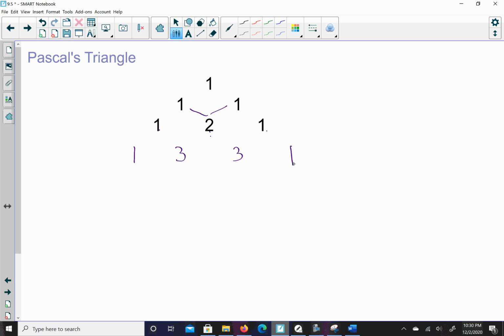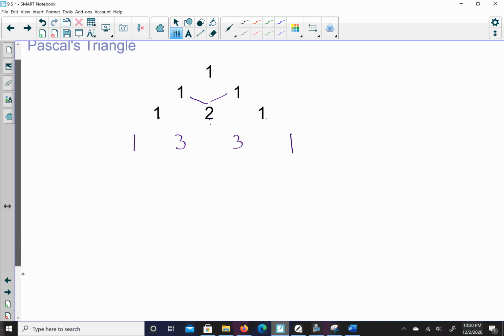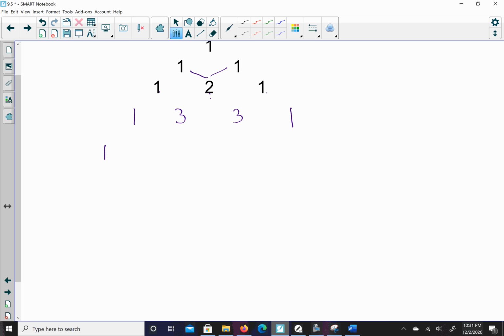So I'm always going to start with a 1, always going to end with a 1. When I go to do the next row, I'm going to start with 1. 1 plus 3 is 4. 3 plus 3 is 6. 3 plus 1 is 4, and then end with 1. So sometimes you have this oddball middle term, and sometimes you don't. So 1, 5, 10, 10, 5, 1. And I can keep on going because it's quite enjoyable.